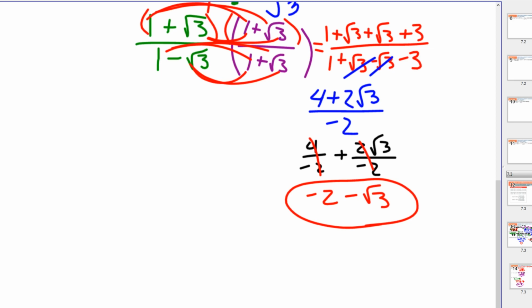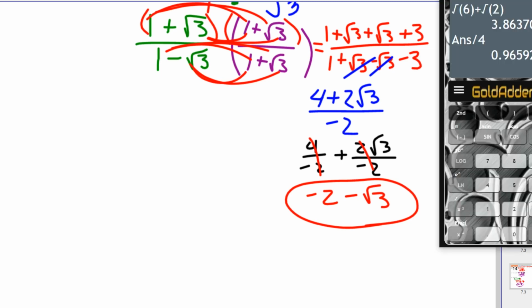Now again, if you wanted to check your answer, you could put it in radian mode. We were doing tangent 7 pi over 12. Hopefully that's the same thing as negative 2 minus square root of 3. Same thing, okay?